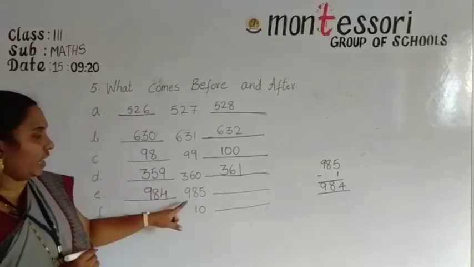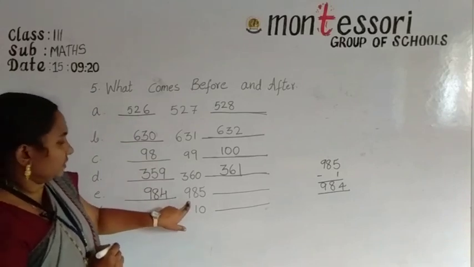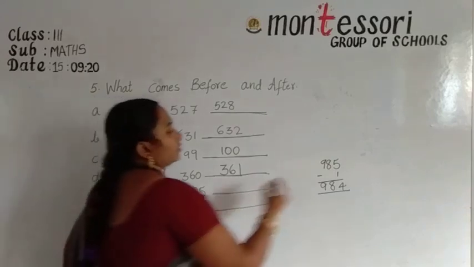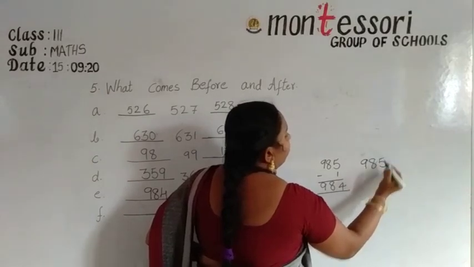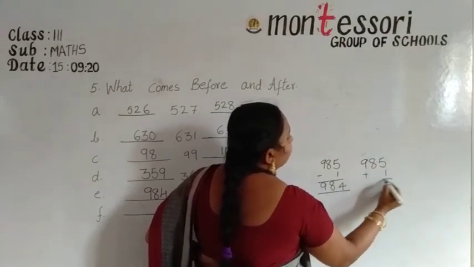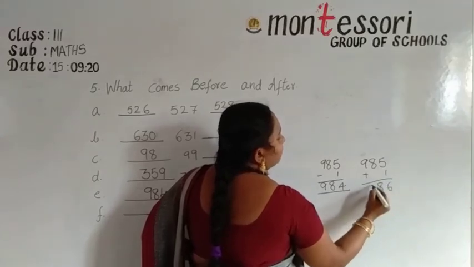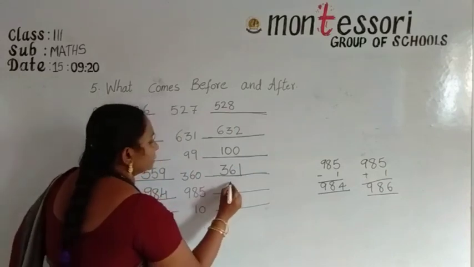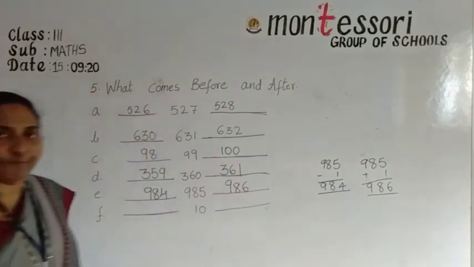Next one, the number that just comes after. Here we can do the addition. 985 plus 1. 5 plus 1, 6, 8, 9. What is the answer? 986. I am writing here.